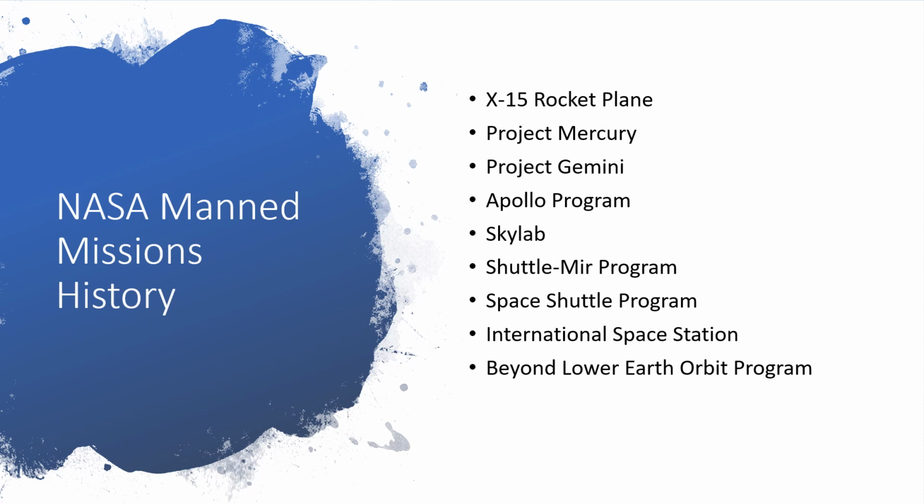Later on, the Space Shuttle program gave NASA its own vehicles, its own fleet, to access the International Space Station and other missions. Later on, the International Space Station saw its completion in 2010. There was also a Beyond Lower Earth Orbit program by NASA, which has not yet seen its inception and development.